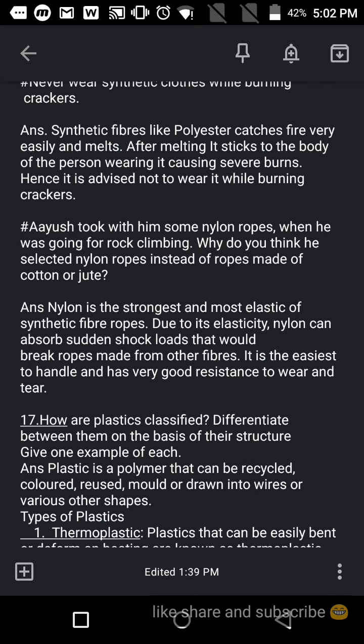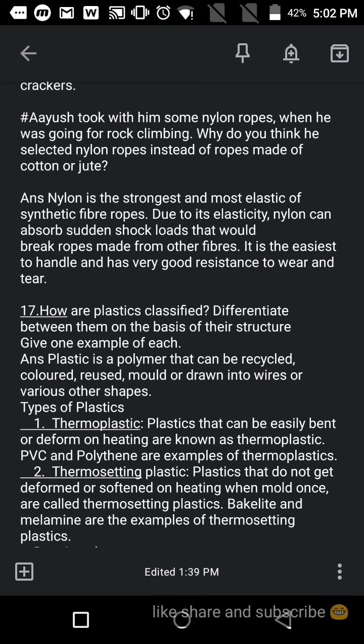Ayush took with him some nylon ropes when he was going for rock climbing. Why do you think he selected nylon ropes instead of ropes made up of cotton or jute? Well, nylon is the strongest and most elastic of all synthetic fiber ropes. Due to its elasticity, nylon can absorb shock loads that would break the rope from other fibers. It is easiest to handle and has a very good resistance to wear and tear. Good choice, Ayush.